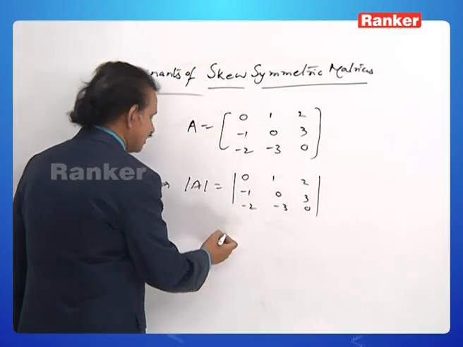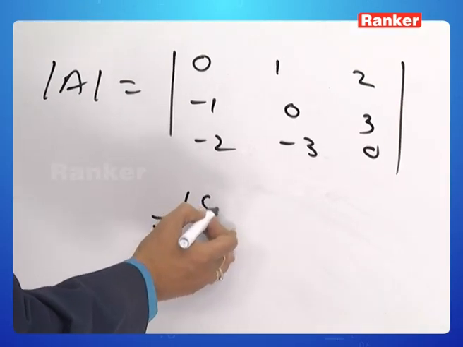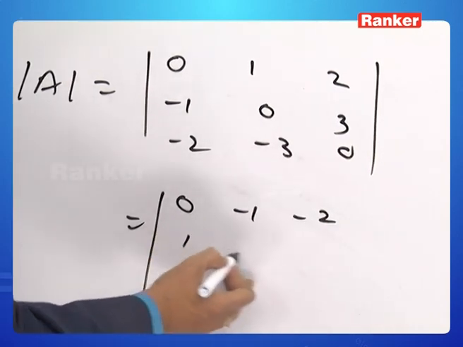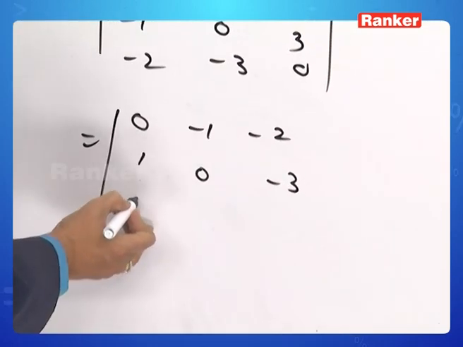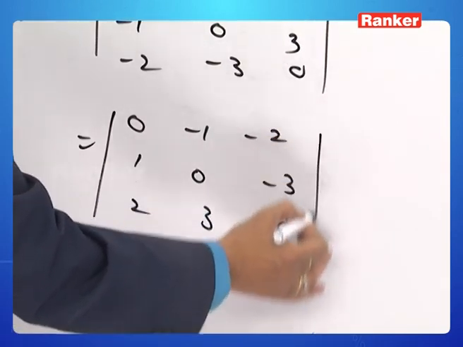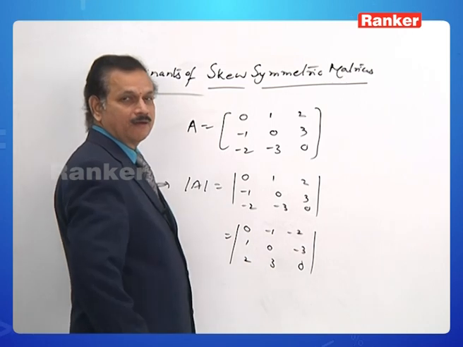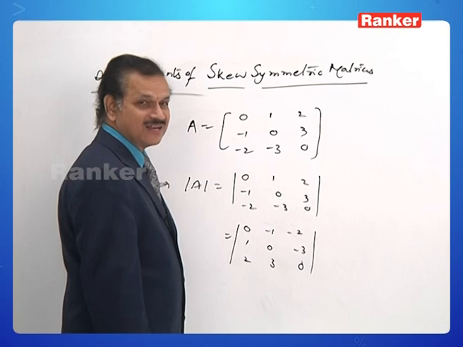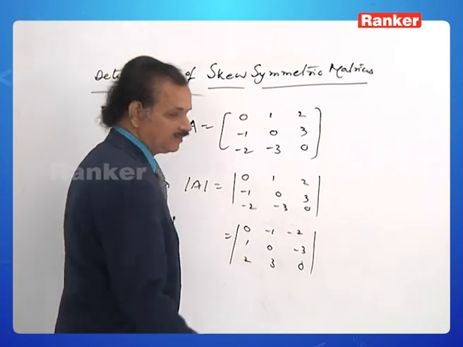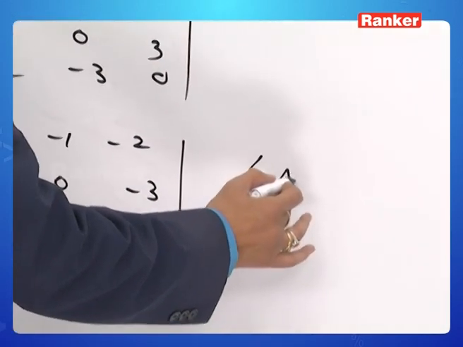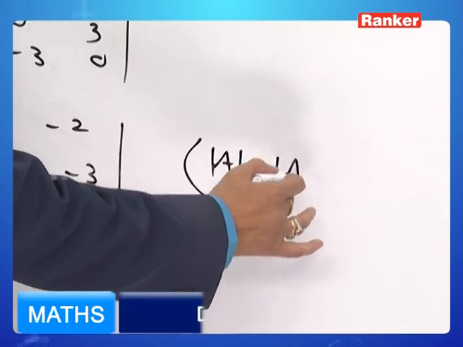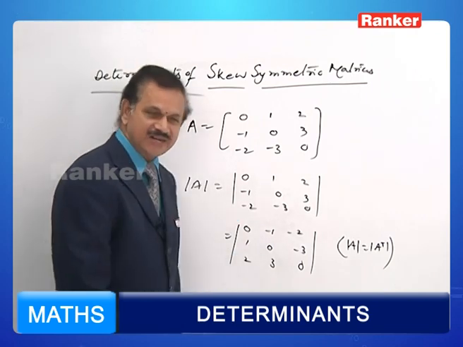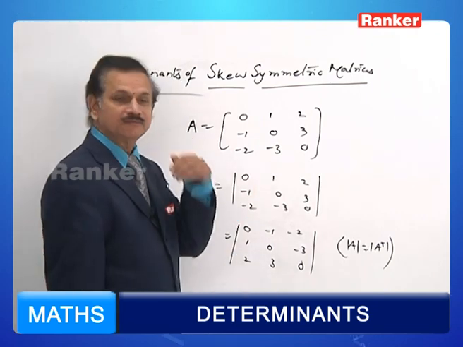Now you observe the matrix. This is again 0, minus 1, minus 2, 1, 0, minus 3, 2, 3, 0. By what result are you able to get this step? See, we know that det A is equal to det A transpose, isn't it? I have just considered the transpose of the matrix inside this.